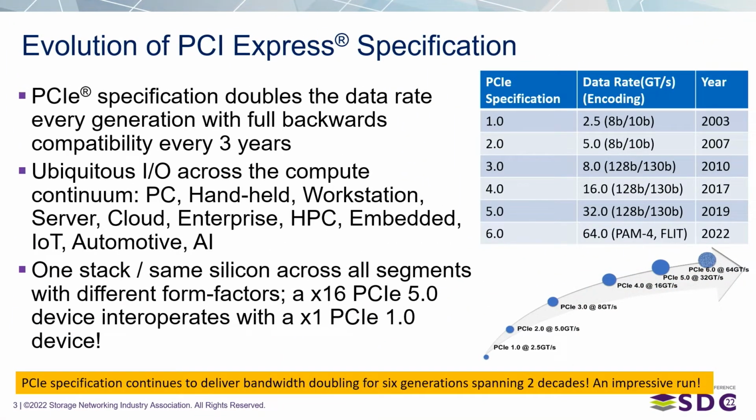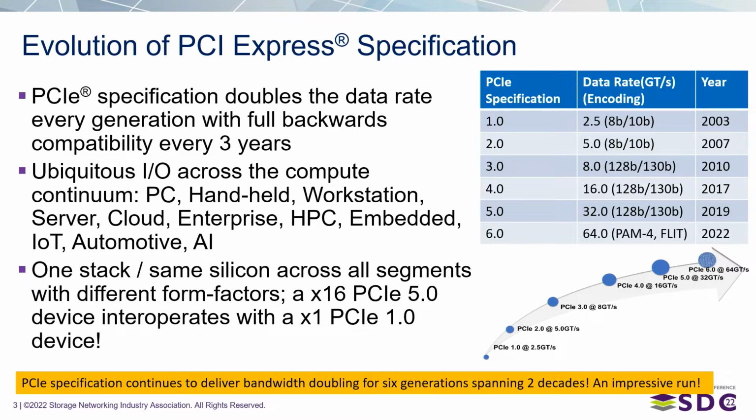This is the evolution of PCI Express, right? We started off back in 2003 with 2.5 gig. At that time, it was 8b/10b encoding. Pretty much on an average, every 3 years, we have been doubling the bandwidth or the data rate with full backward compatibility. That's the average cadence. Sometimes it's a little longer, sometimes it's a little shorter, but on an average, give or take.